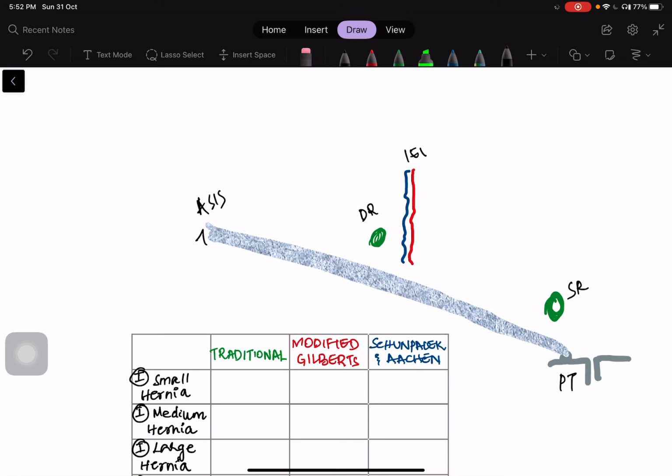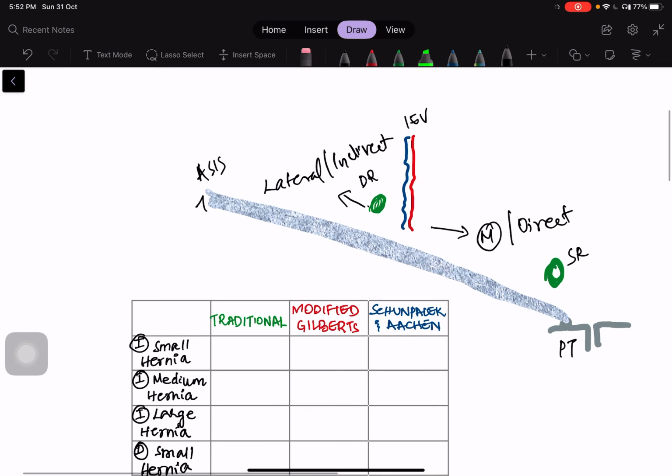inferior epigastric vessels. Any hernia occurring medial to the inferior epigastric vessels is termed a medial hernia, otherwise called a direct hernia. Any hernia occurring lateral to the inferior epigastric vessels is a lateral hernia, or an indirect hernia.